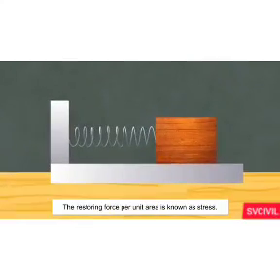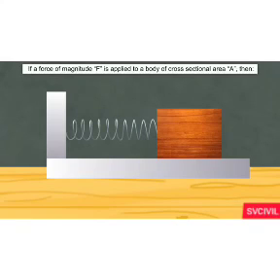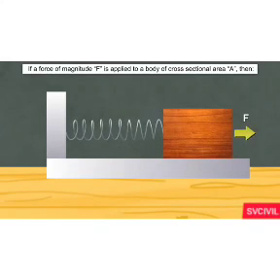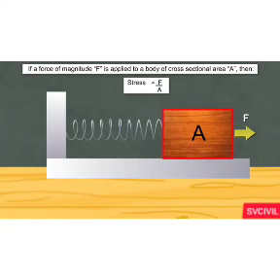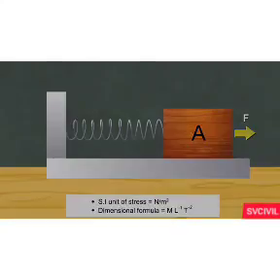The restoring force per unit area is known as stress. For example, if a force of magnitude F is applied to a body of cross-sectional area A, then the stress will be F by A. The SI unit of stress is Newton per meter square and its dimensional formula is ML^-1 T^-2.